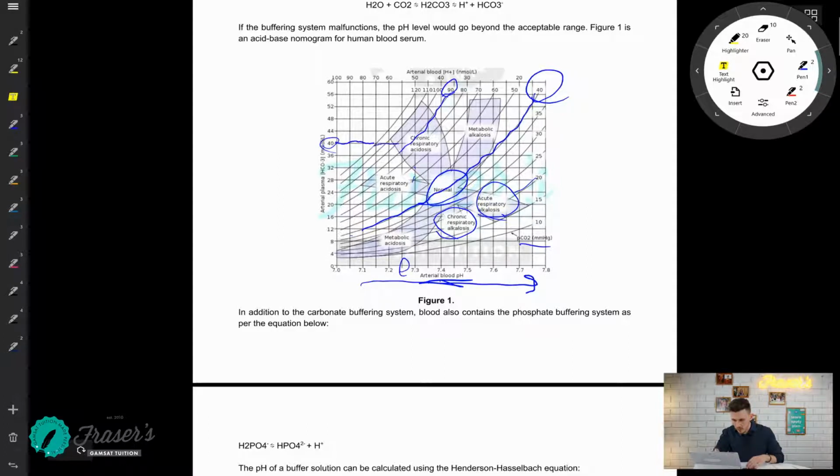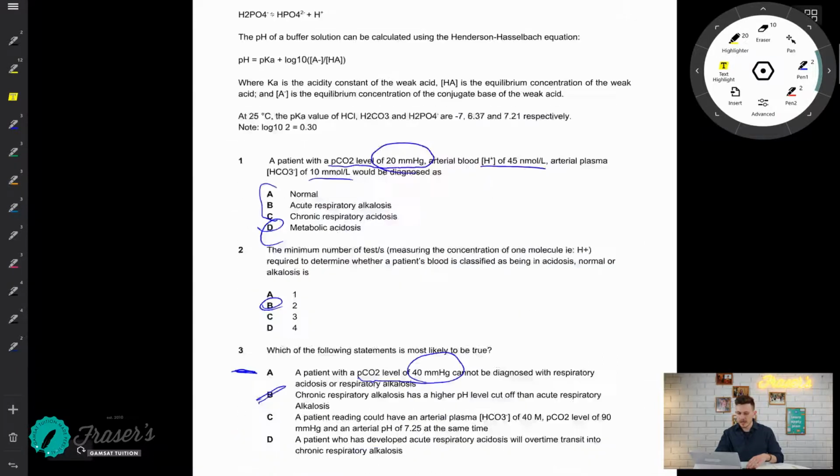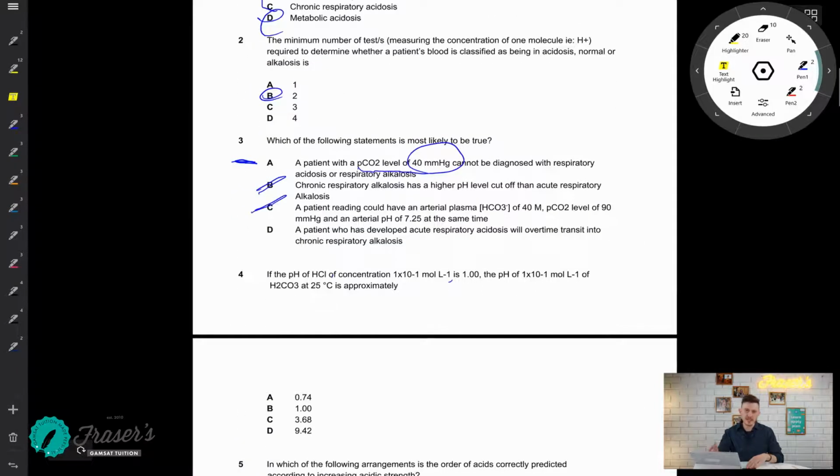And what we find is that the pH with these measurements does not correspond to 7.25, it's actually closer to 7.3. And so as a result, with that in mind, it doesn't actually make sense that C is right either. Cool, so a patient in D that has developed acute respiratory acidosis will over time transit into chronic respiratory alkalosis.